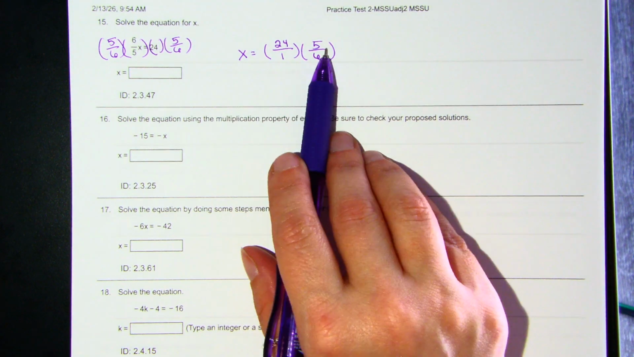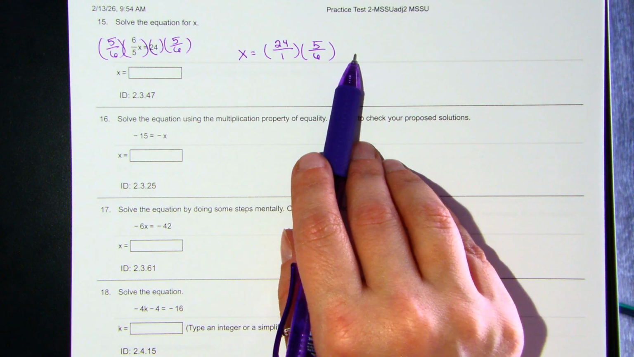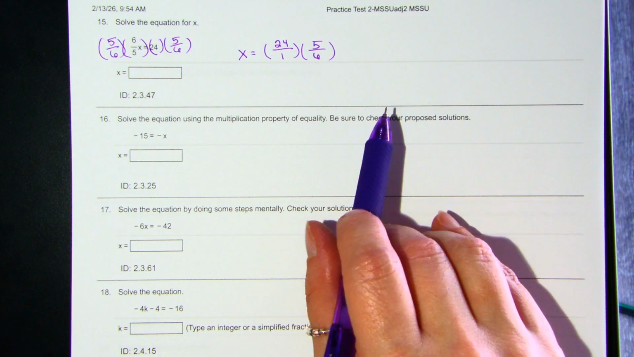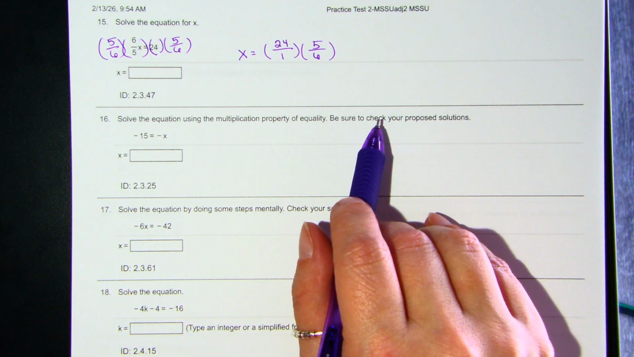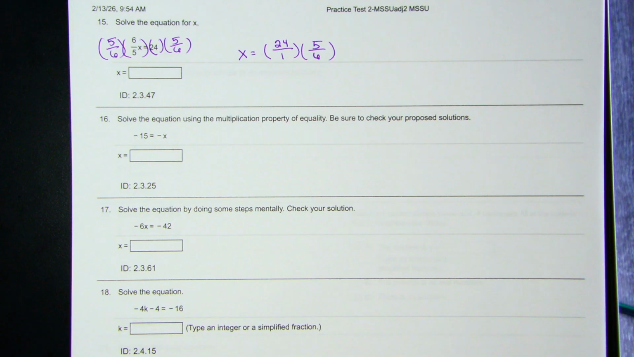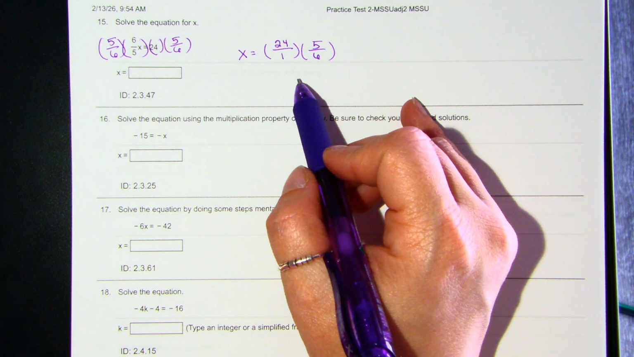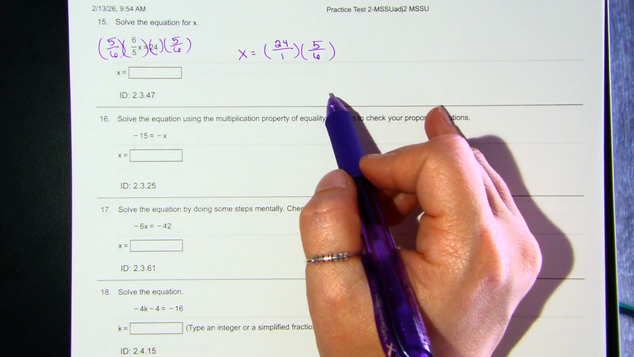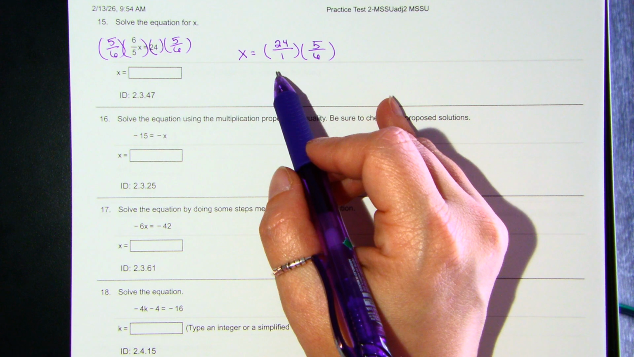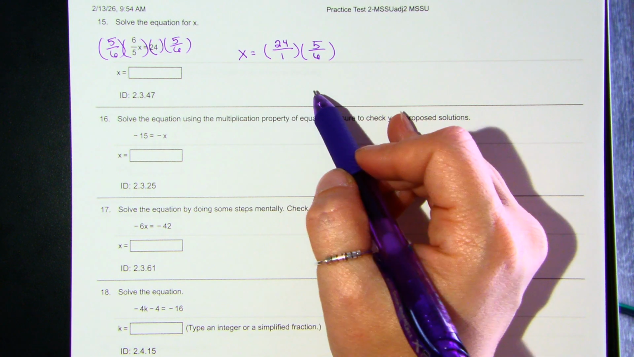I call that simplifying on the back end. I don't love simplifying on the back end because typically it means you're going to be using your calculator more often. And I try to use my calculator the least amount that I can so that I'm acquiring the math skills. So what I like to do is simplify on the front end. So that's before I do the multiplication. This simplifying on the front end only works with multiplication. It doesn't work with addition, subtraction, or division, so you have to be really careful about that.